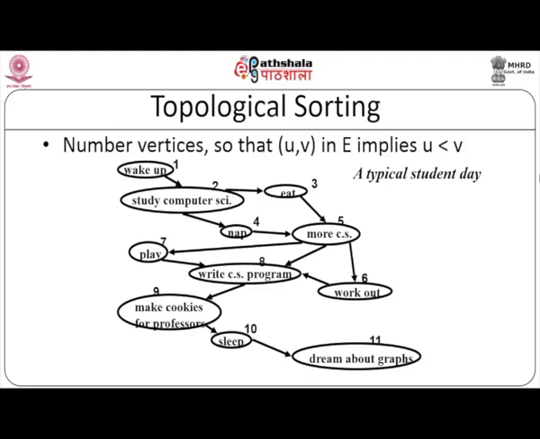You can see that there are some activities you can do in either order, but for example, for writing the CS program, you have three dependencies. You have to finish the workout, you have to finish more computer science, and you have to finish the play.